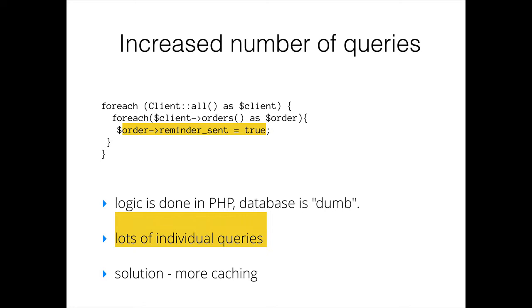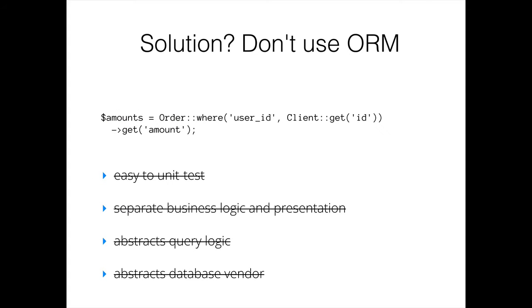And the number of queries increases as well. So in this example, I'm going over all the orders and changing a property. Again, I'm using PHP code, which seems correct, but what happens at the end, because the ORM thinks about the database as something really dumb, you end up with a lot of individual queries to change individual values. And how is it solved? Well, more caching, right? Cache things. But there is also another way to solve that, and it's not to use ORM at all. And that's what a lot of people do.